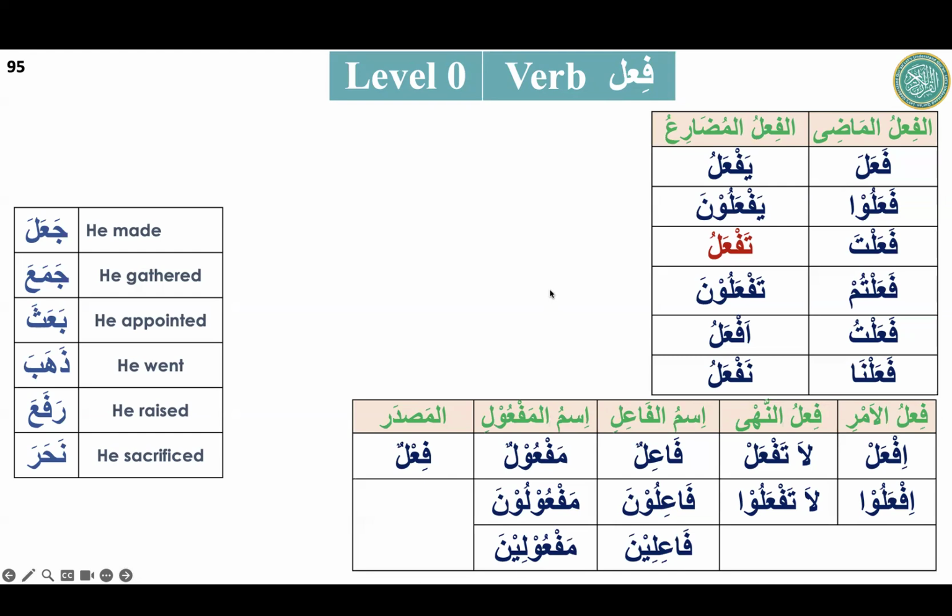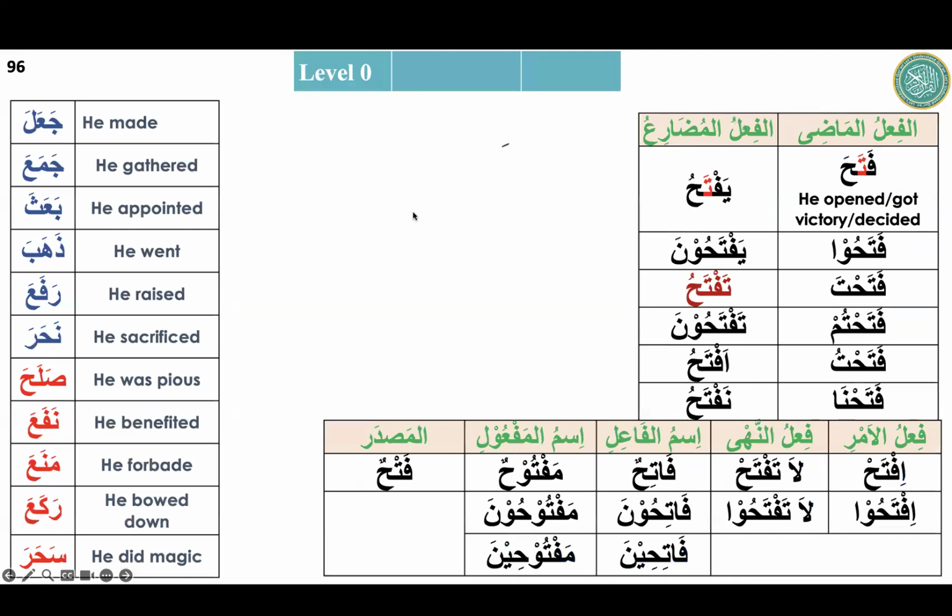Thank you very much. This was the objective of level 0, that everybody should complete the table. We can give them a verb and they can fit it in this complete table. They can have madi, mudare, amar, nahi, fa'il, maf'ul, masdar: past, future, order, negation of order, imperative, negative imperative, ismul fa'il, doer, ismul maf'ul, object, masdar, verbal noun. We are repeating these terminologies again and again so that we have them at our fingertips.